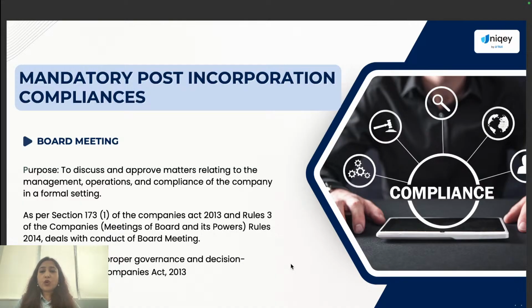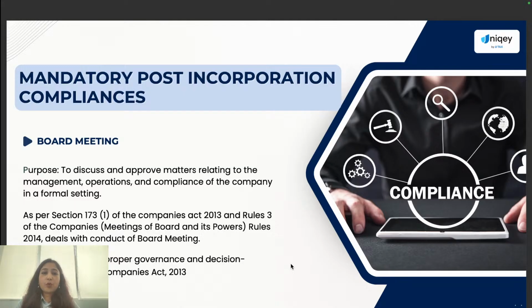So today's topic is mandatory post-incorporation compliances. As you know, after the incorporation of the company, there are a lot of compliances to comply with. Firstly, we are discussing, from the starting, the board meeting. A board meeting is required to be held to check the operations, management, and compliance of the company.